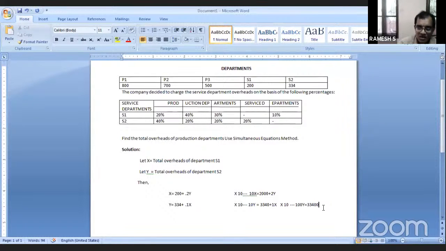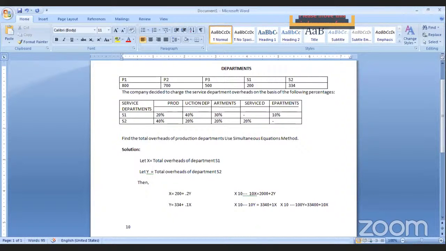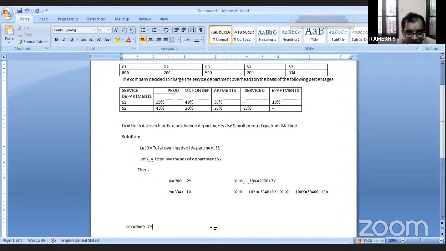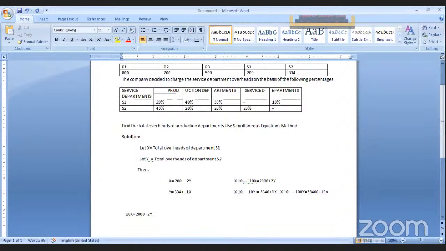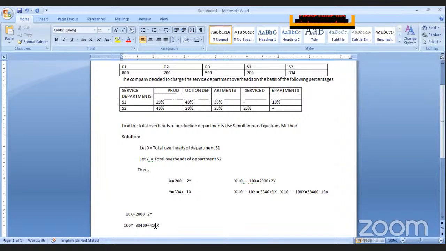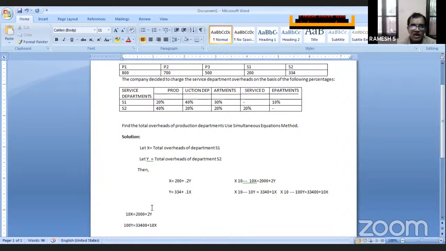Okay, plus 1x into 10 will give us 10x. Now these are the new equations. In the first equation you can see 10x is equal to 2000 plus 2y. In the second equation, it is 100y is equal to 33,400 plus 10x. These are the two equations that have been arrived at.